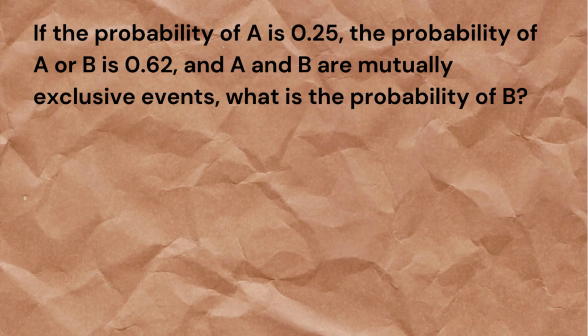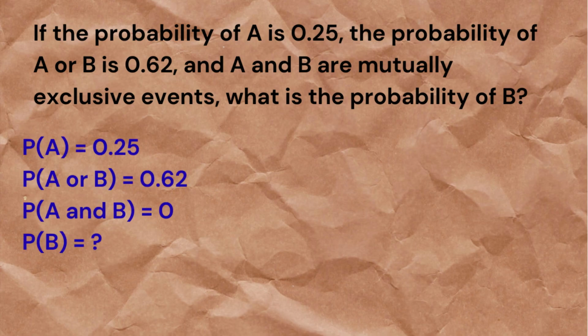Well, the first thing we got to remember is, what does mutually exclusive mean? It means that A and B cannot happen at the same time, which means the probability of A and B is zero. Because if they can't happen at the same time, there is no overlap, hence the probability of zero. So here's what we know from the sentence. The probability of A is 0.25, the probability of A or B is 0.62, and because they're mutually exclusive, we automatically know that there is no overlap and the probability of A and B equals zero.